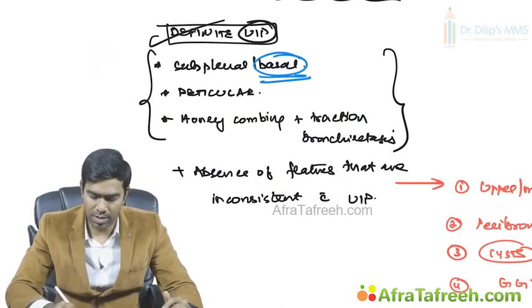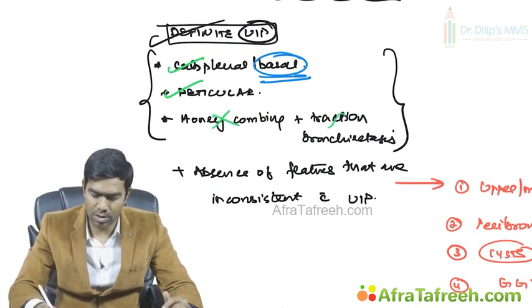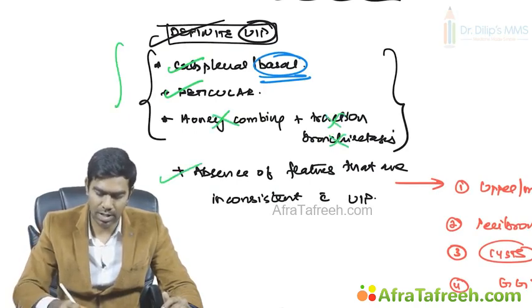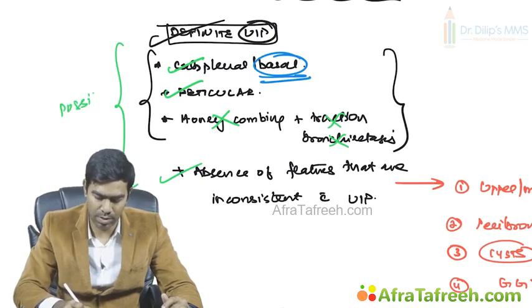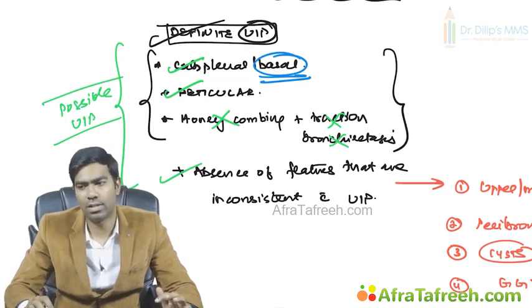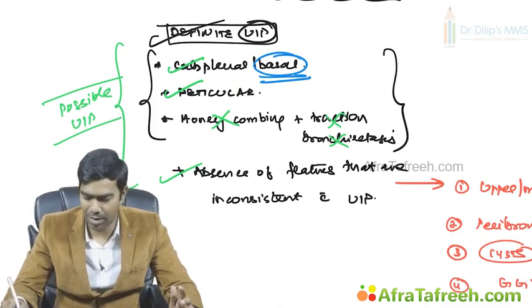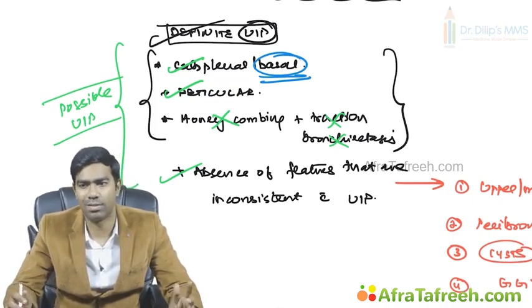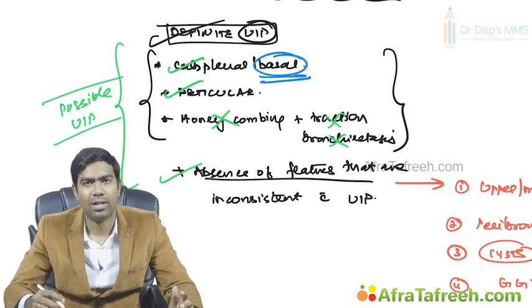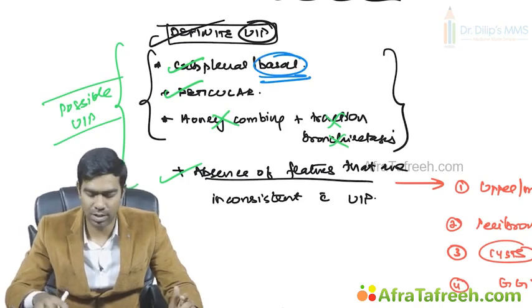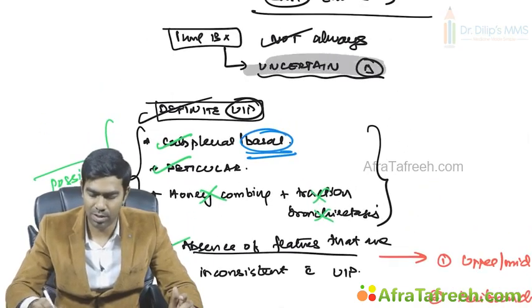Suppose you have only the first 2, the third one is not there, but this thing is there, then you can call it a possible UIP. Still, you can start the treatment as UIP. But if you don't have this reticular, if you don't have those first 2, or you have anything that is inconsistent with UIP, then you have to do a lung biopsy. So if your diagnosis is uncertain, I told you, definitely you have to do a lung biopsy. So this is how you diagnose a UIP, that is IPF, idiopathic pulmonary fibrosis.